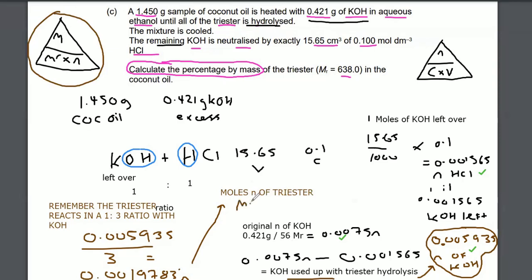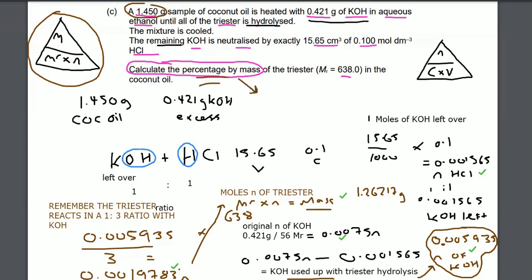So you've got most of the marks now. We just need to use that mass over Mr times moles and convert that back to find the mass of triester in that many moles. Remember that the Mr was 638 of our triester in the coconut oil. So we need to do Mr times moles. So 638 times 0.0019783. And we're going to get a mass of 1.26217 grams.